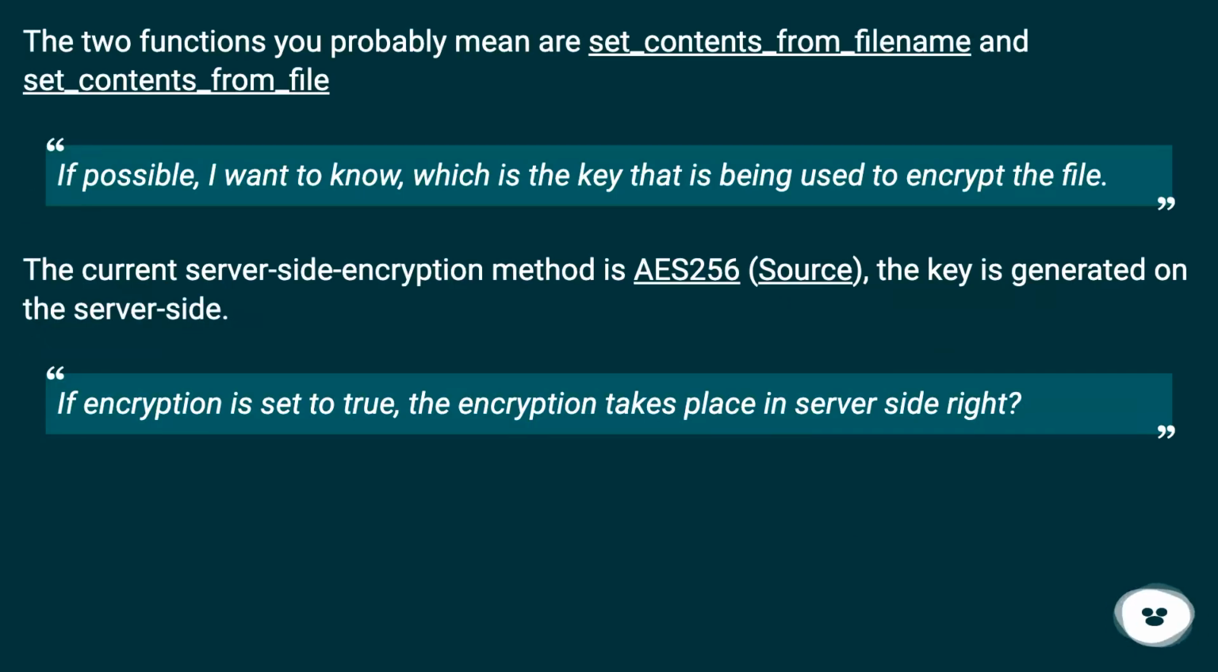The two functions you probably mean are set_contents_from_filename and set_contents_from_file. If possible, I want to know, which is the key that is being used to encrypt the file. The current server-side encryption method is AES-256, source. The key is generated on the server side.